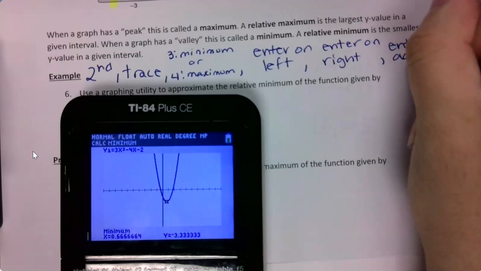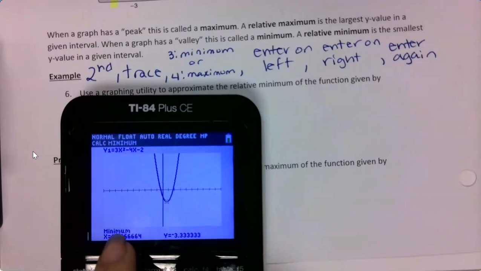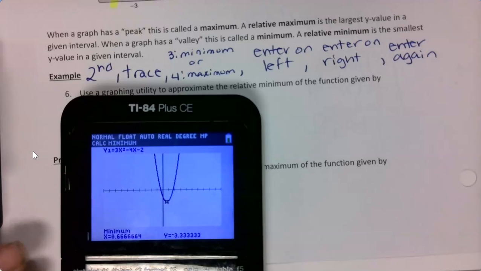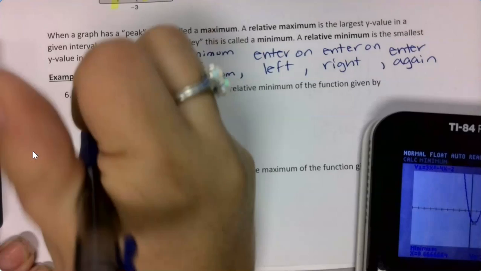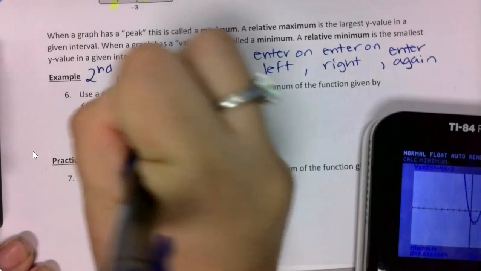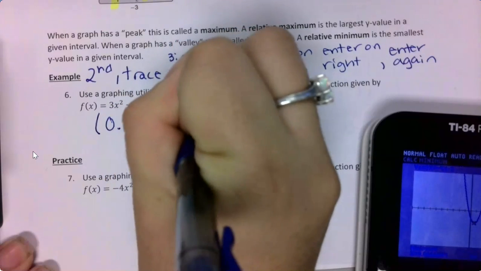And then notice it gives me a minimum value. It says x equals 0.66 repeating, and then y equals negative 3.3 repeating. So I'm going to round to 2 decimal places. So this is going to be 0.67, and then negative 3.3.